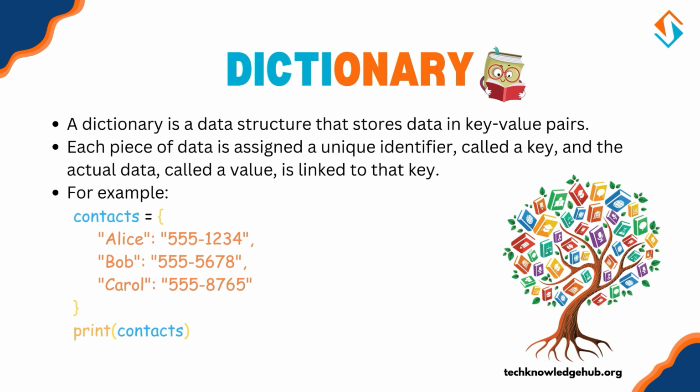So let's start with the basics. What is a dictionary in Python? A dictionary is a data structure that stores data in key-value pairs. Each piece of data is assigned a unique identifier called a key, and the actual data, called a value, is linked to that key. We can think of it like a real dictionary, where each word, the key, is linked to its definition, the value. One of the main reasons to use dictionaries is that they allow us to store and quickly access data based on meaningful keys instead of just indexes.